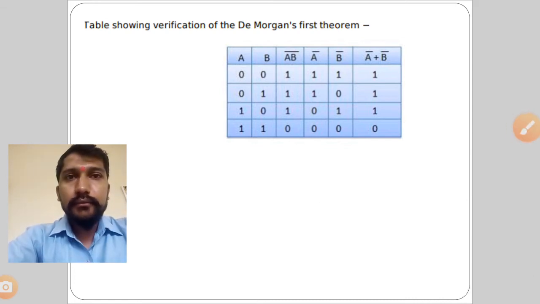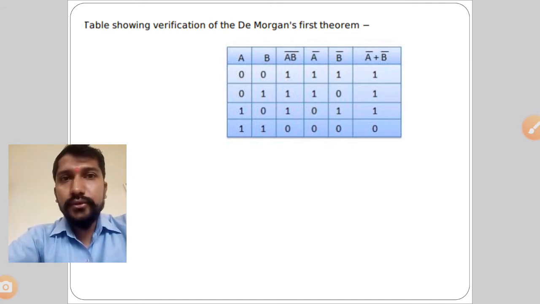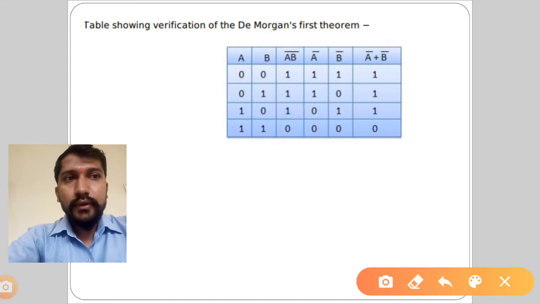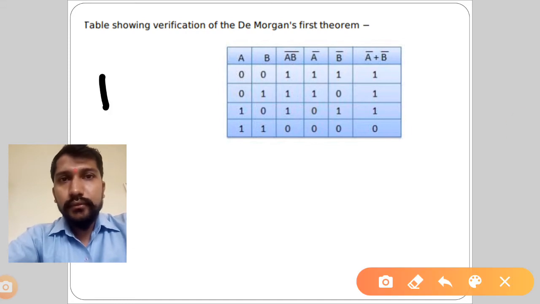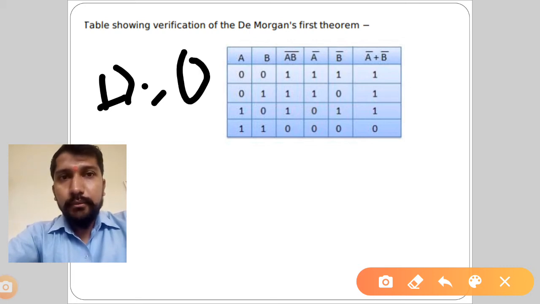So let us see the second example. I will be considering A and B with different values. Consider the value of A is equal to what? A is equal to 0 and B is equal to what?